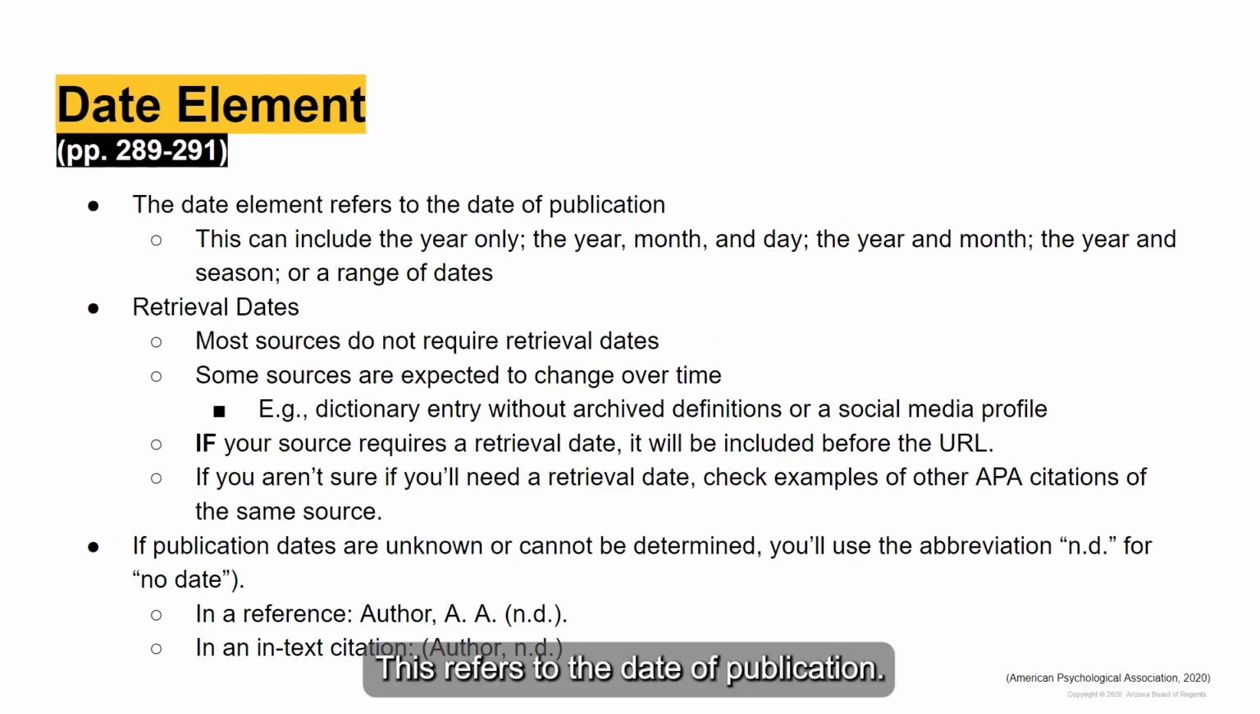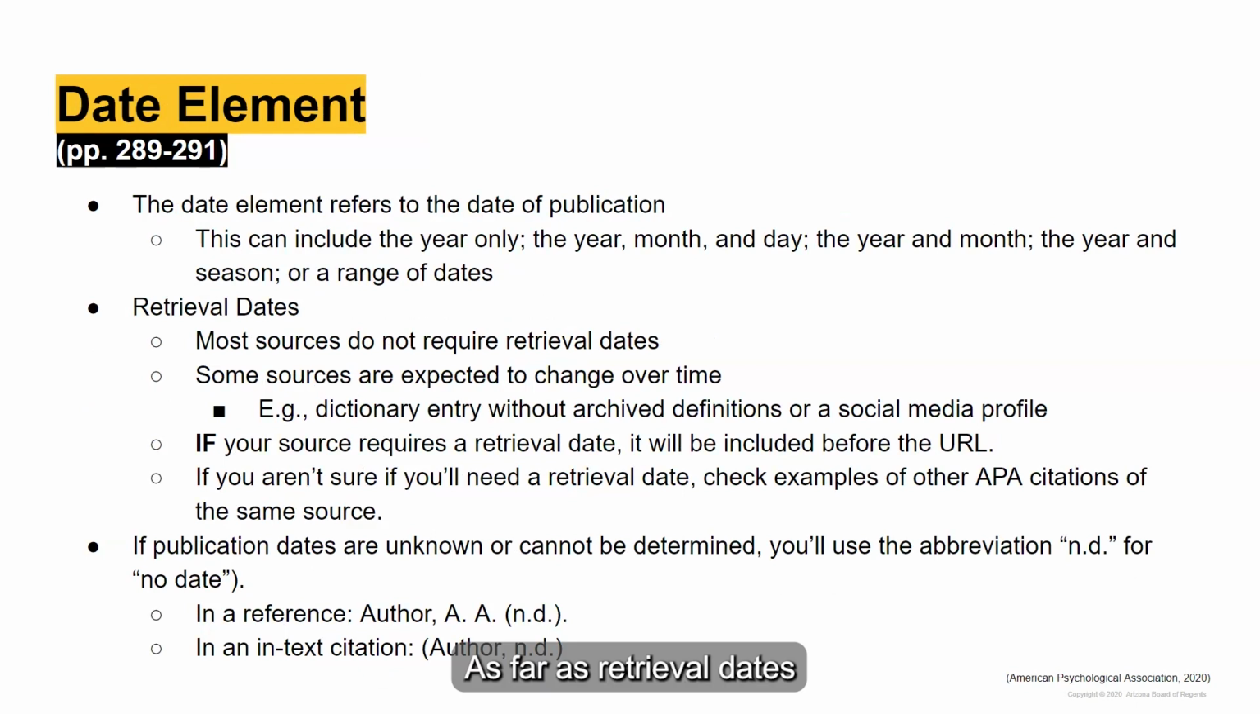For the date element, this refers to the date of publication. This can include the year only, the year, month, and day, the year and month, the year and season, or a range of dates. As far as retrieval dates go, most sources in APA do not require a retrieval date. Some sources are expected to change over time, for example, a dictionary entry without archive definitions or a social media profile. These sources may require retrieval dates. If it does require a retrieval date, it will be included before the URL.